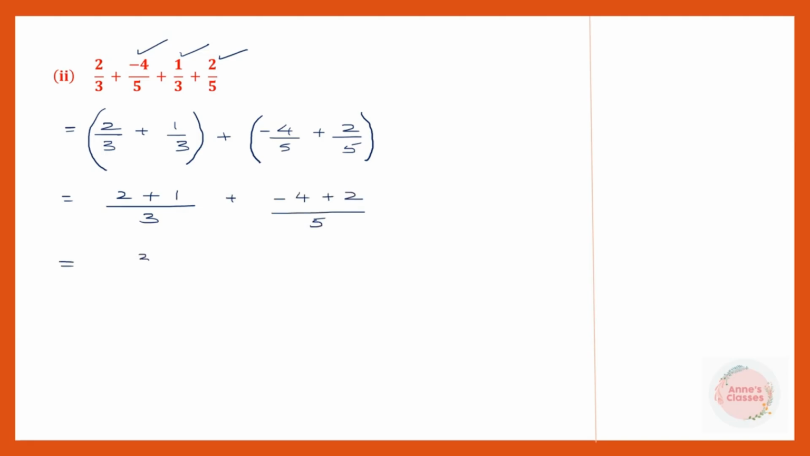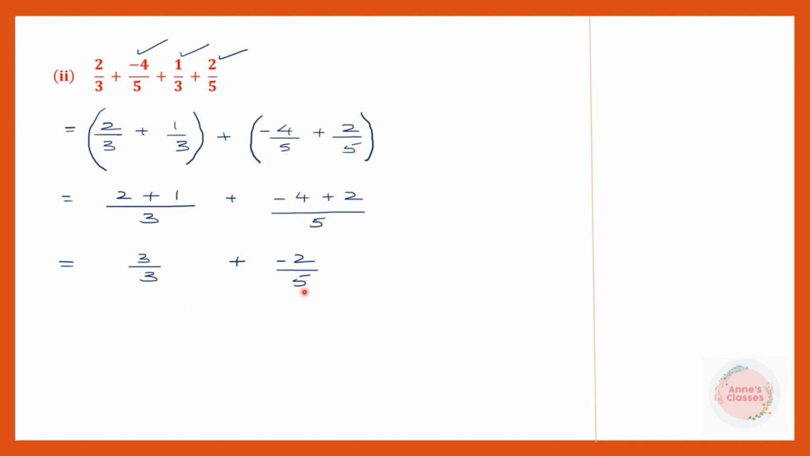Now let's simplify this. 2 plus 1 is 3, so 3 by 3, plus here minus 4 plus 2. Signs are different, put the sign of the bigger number and subtract. 4 minus 2 is 2, minus 2 by 5. So here we have two rational numbers, 3 by 3 plus minus 2 by 5.